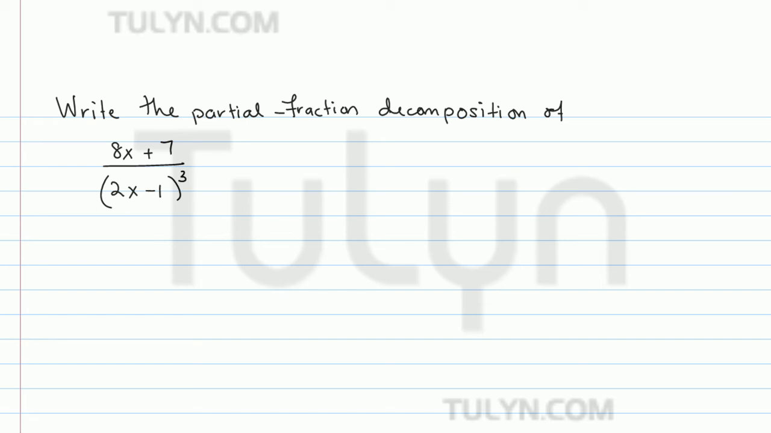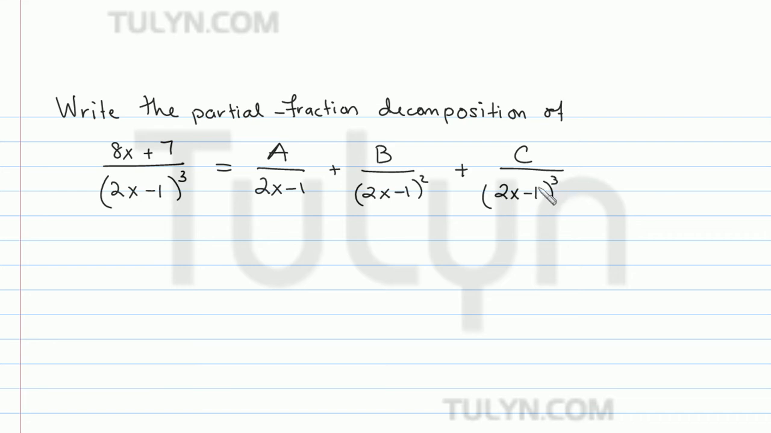Write the partial fraction decomposition of the rational expression (8x + 7)/(2x - 1)^3. Now, since the term in the denominator is cubed, to decompose it we need to provide three partial fractions. In other words, our partial fraction decomposition is going to look like some number A over (2x - 1), plus some value B over (2x - 1)^2, plus some value C over (2x - 1)^3.